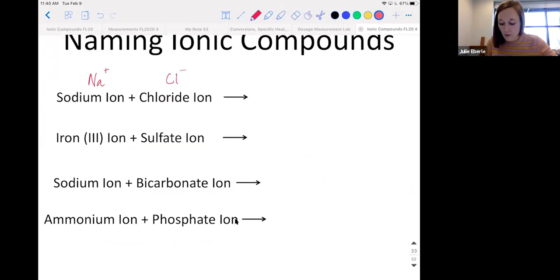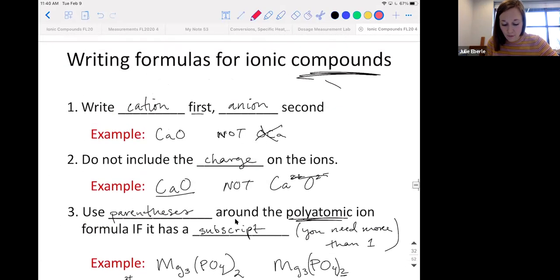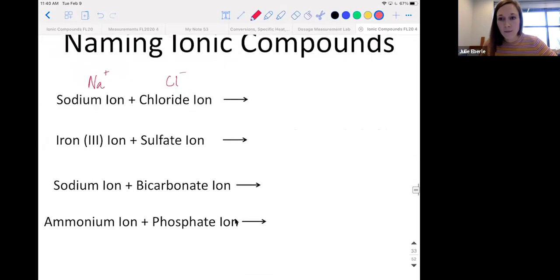Now, over here on the other side of the arrow, on the right side of the screen, I want you to write the compound, and then we're going to name it. So write the formula for the compound. Use these rules. These are rules for writing the formulas. And then we're going to name it. Name the compound overall.